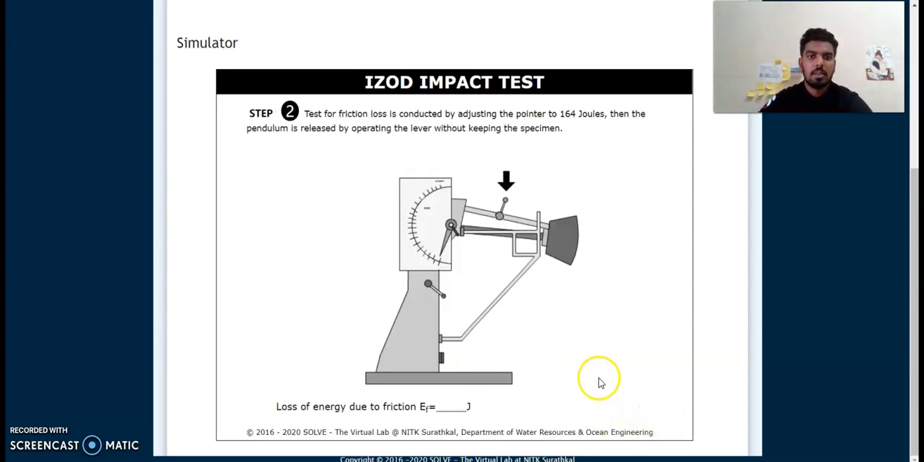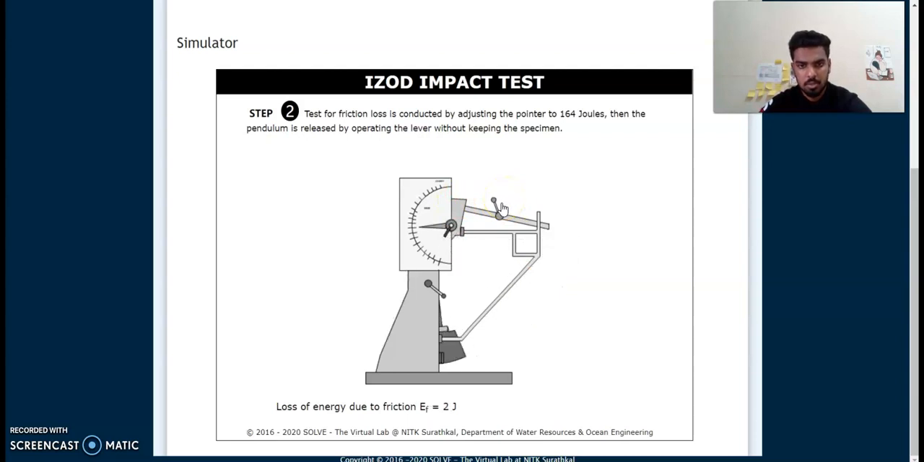Step 2. The test for friction loss is conducted by adjusting the pointer to 164 joules. Then the pendulum is released by operating the lever without keeping the specimen. Loss of energy due to the friction is equal to 2 joule.